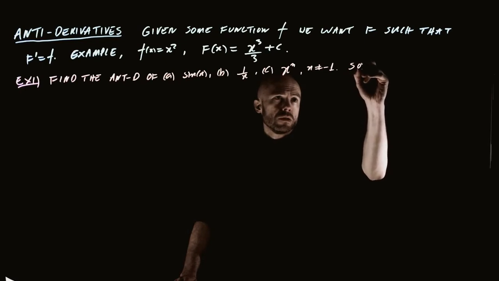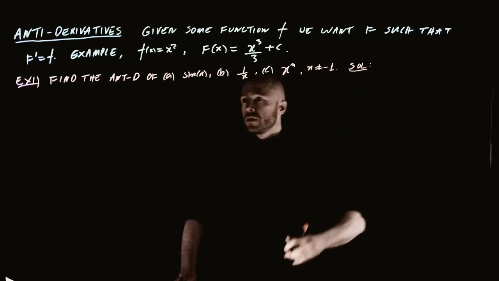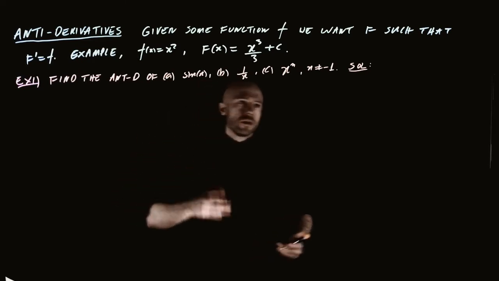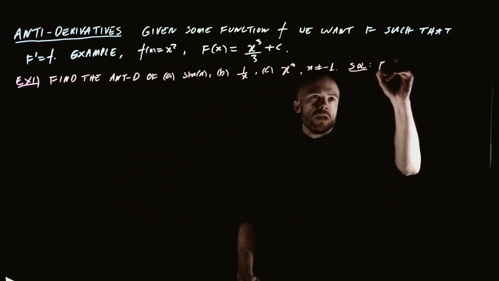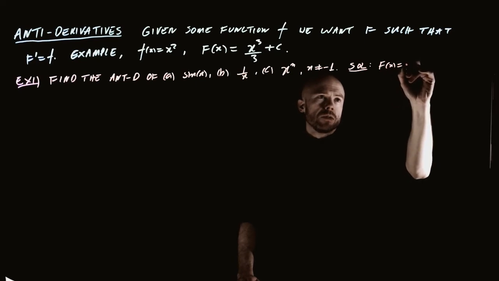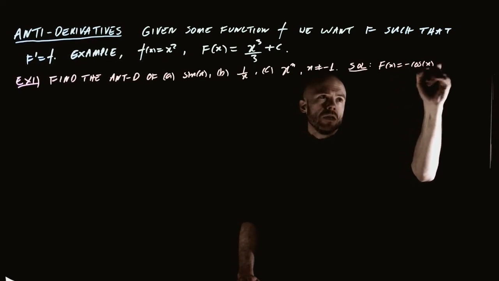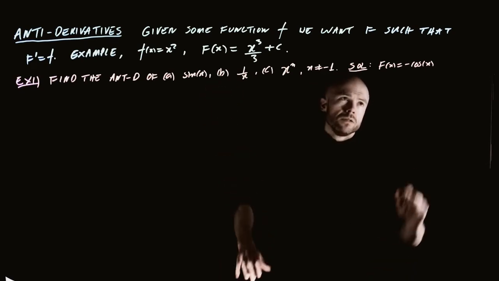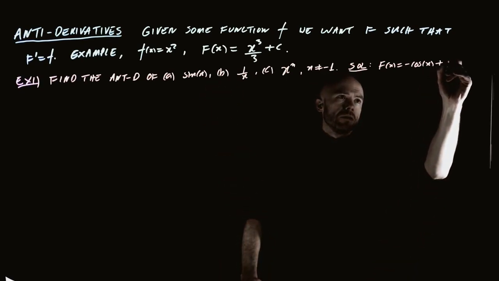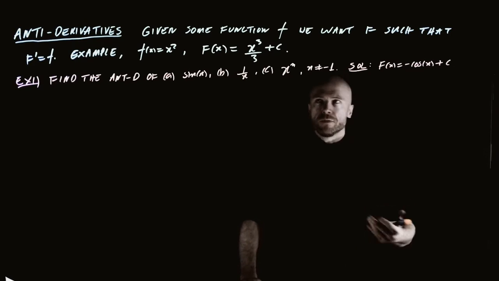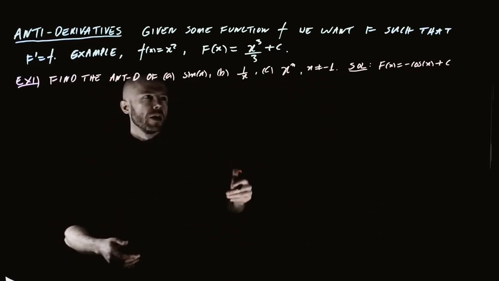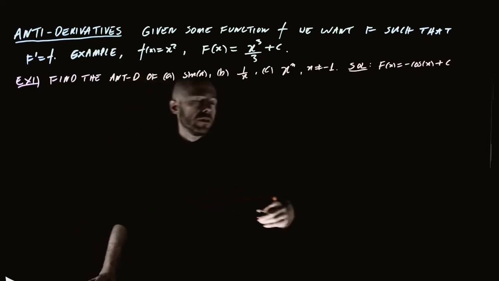Solution. So we just ask ourselves, what do we differentiate to get sine of x? And hopefully it's not going to take you long to realize that if we let f of x be minus cosine of x, that will do the job. But we want to have the most general expression, and so we're going to add c for some unknown constant. The constant could be any number that we like. So that is for A.